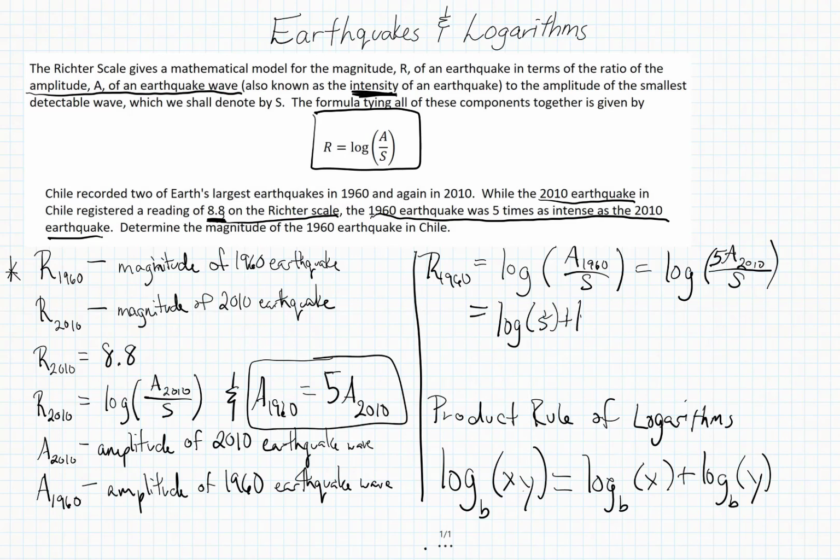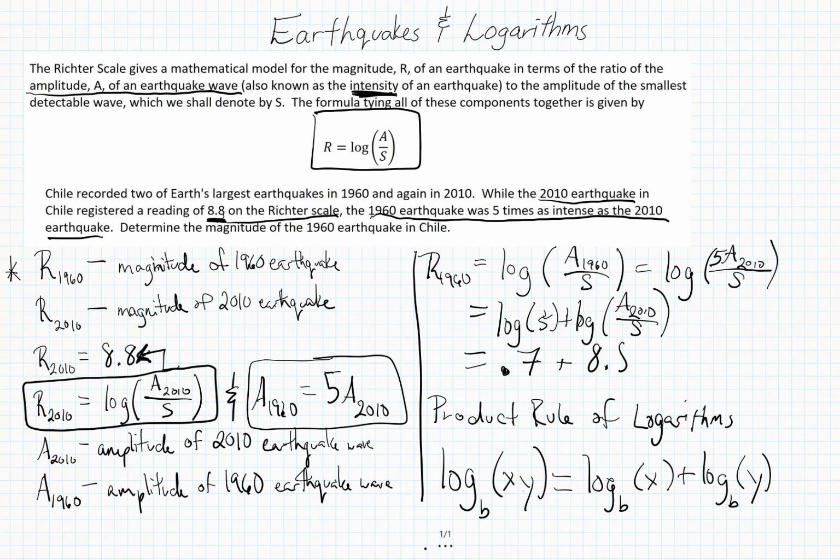So that law of logarithms comes to our rescue here. Now we can use the formula we had before: R of 2010 equals the log of A of 2010 divided by S, and that's our last term. We know the log of 5 by punching it into the calculator. You'll get 0.69 and some more digits, and we can round that to 0.7, since Richter scale measurements usually go to the tenths. So we have 0.7 for the log of 5, and for the log of A of 2010 divided by S, that's the 8.8, because we know R of 2010 equals 8.8. So we can write this as 0.7 plus 8.8, which equals 9.5.